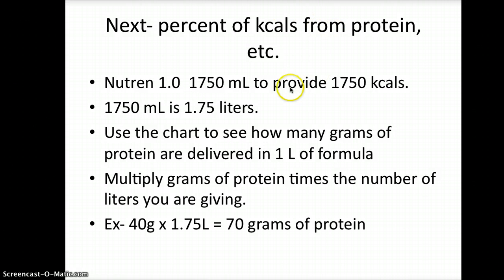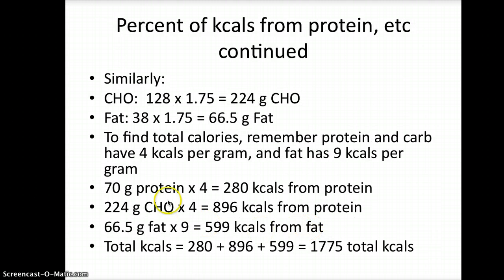So in my example, I'm going to use 1,750 milliliters. 1,750 milliliters is 1.75 liters. Okay, so I'm going to multiply my 40 grams of protein times 1.75 liters to get a total of 70 grams of protein.